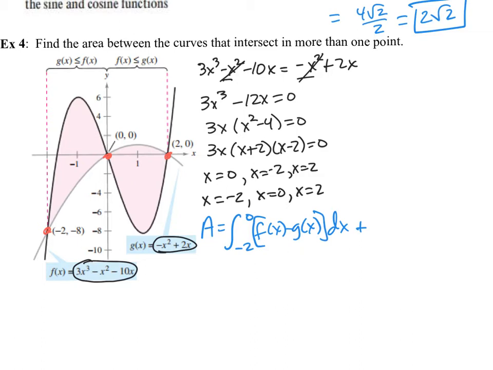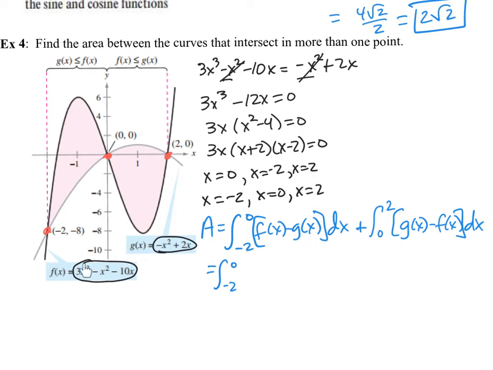So that's going to be the integral from 0 to 2 of, need to turn it around and say g of x minus f of x dx. All right, so now let's go ahead and rewrite this, but we'll replace our function names with their actual function values. So let's see if we can simplify when I take f of x minus g of x.